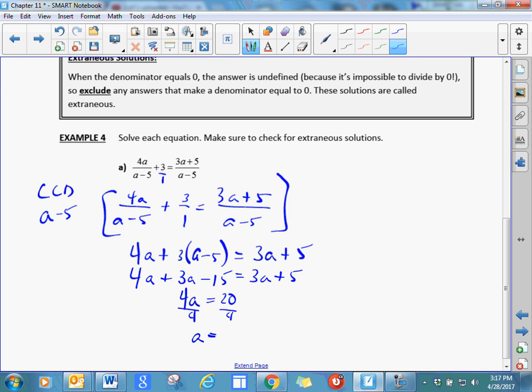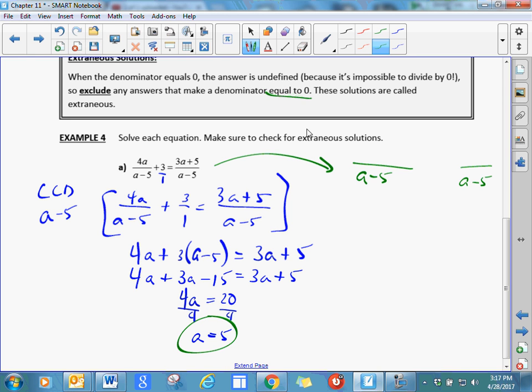And that all looks fine and good until you go back up to your original equation and you say, when I look at this denominator right here, or the one on the other side, and I plug in my answer, I get 0. And 0 cannot be a denominator. You cannot divide by 0.